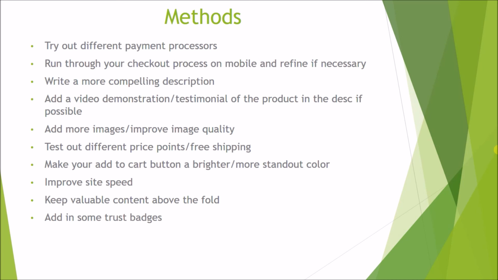Now, I do want to emphasize the importance of testing and tracking results when it comes to implementing these methods. So maybe you want to test out one of these at a time to see its effect on conversion rates, at least some of them. Something like improving site speed is always going to work better, no matter what. But something like testing out different product price points, when you test that out, you'd want that to be the only variable. So you wouldn't want to test out a different product price point and add in a different payment processor at the same time, because then you wouldn't know which change is giving you the results.